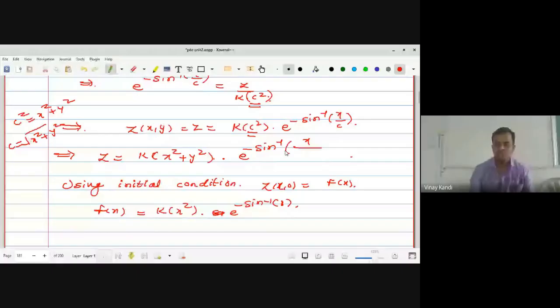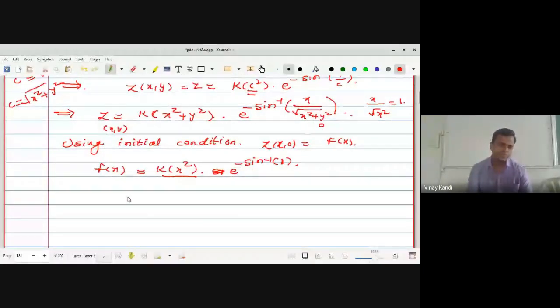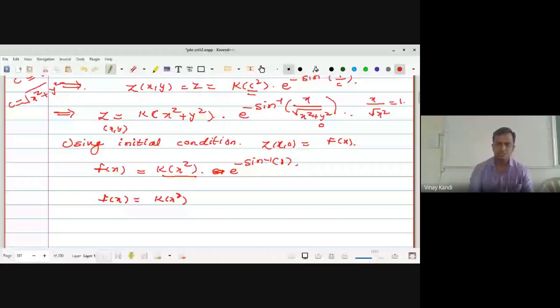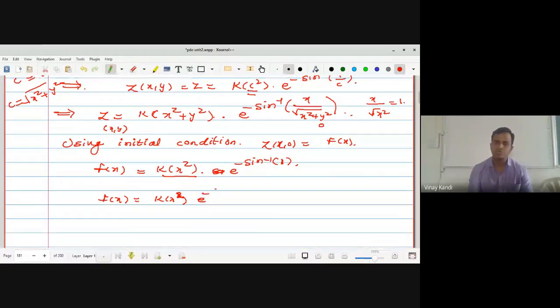Okay, put y as 0. So here we get k of x square into e raised to minus sine inverse 1. Any doubt now? What is the sine inverse 1? Sir, it is n pi. Take one value, the starting value for uniqueness: pi by 2. So minus pi by 2. So this is the value: f of x is equal to k of x square into e raised to minus pi by 2. So what is the value of k of x square? It is equal to f of x into e raised to plus pi by 2.